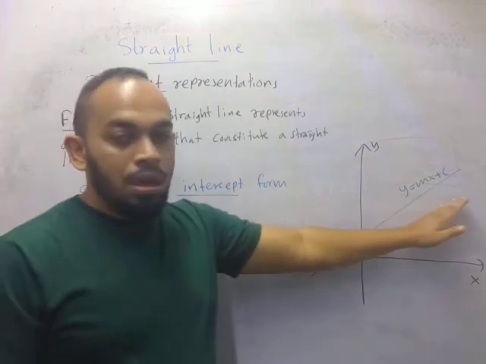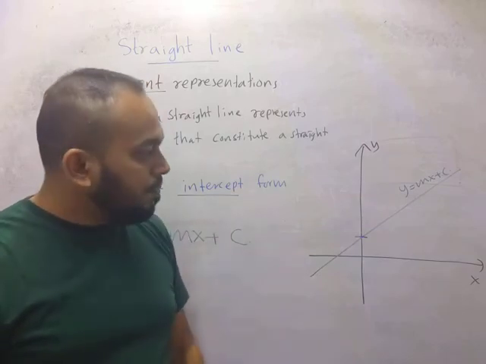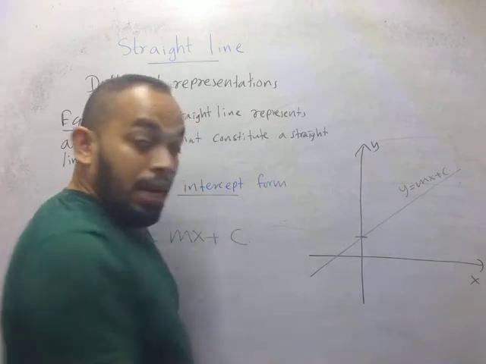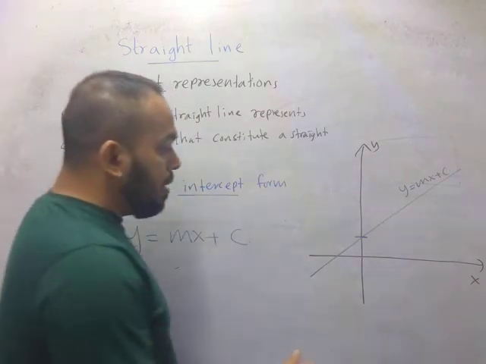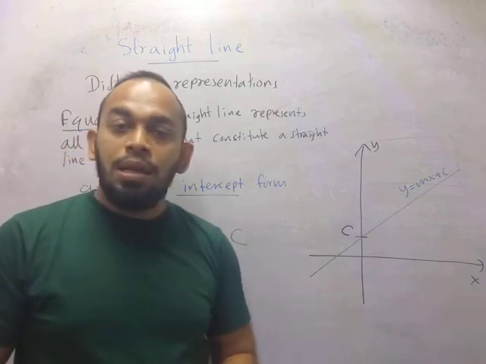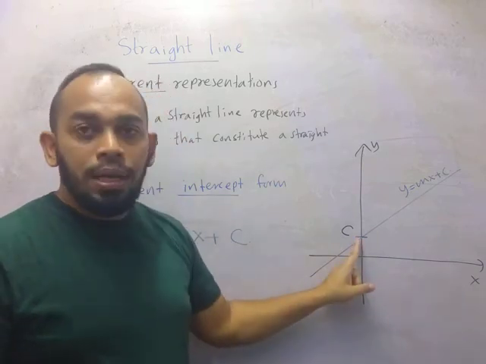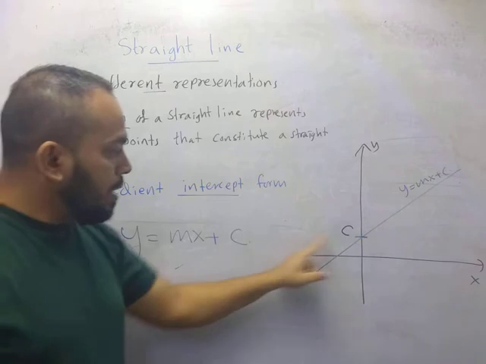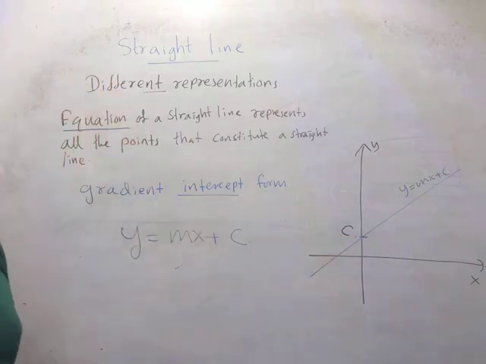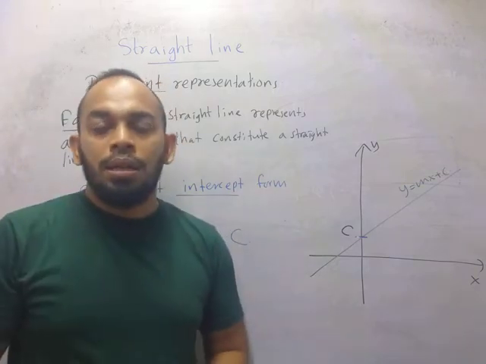So if I show it on the Cartesian plane, y equal mx plus c, you have a gradient, right? So we have defined the gradient. Then you have this point, the y intercept, where the line cuts the y axis. So this value is the same value. It's very easy, right? So let's look at another representation.